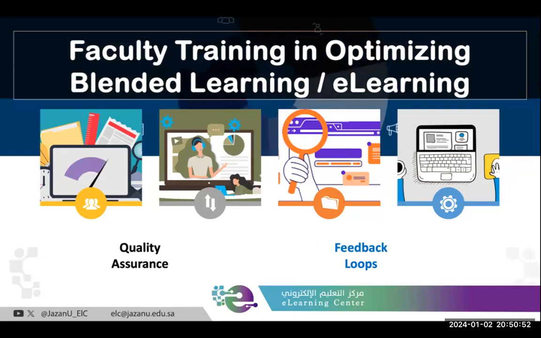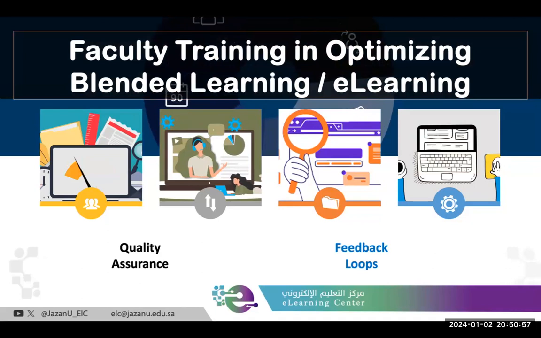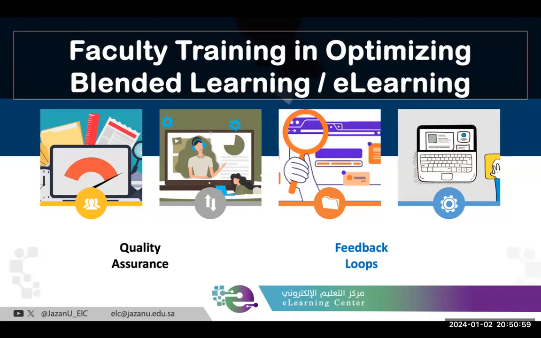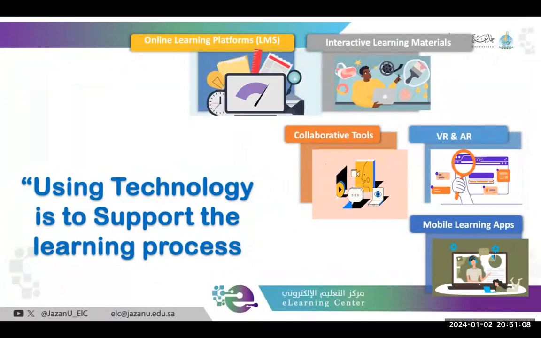So faculty training in e-learning optimization is an ongoing process that requires support from both sides, faculty and institutions. By providing the necessary training and resources, higher education institutions can ensure that their faculty members are well equipped and deliver high quality online courses that benefit both students and teachers. So that's all from the faculty development programs.